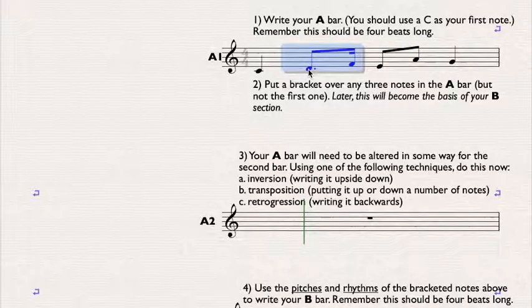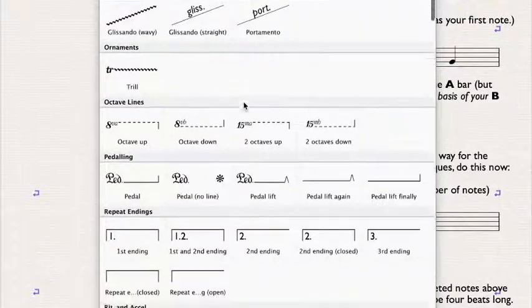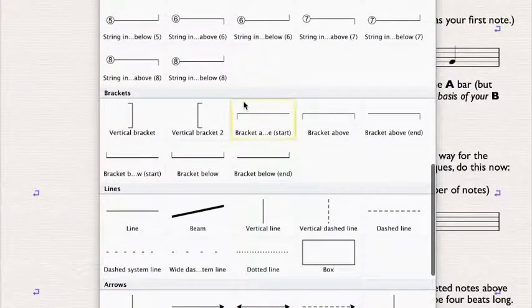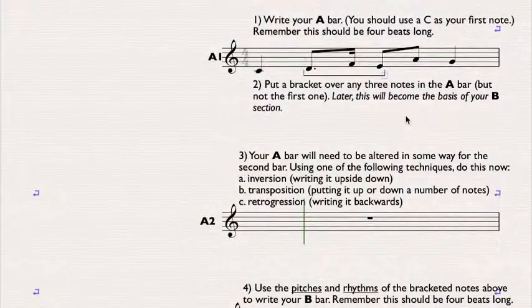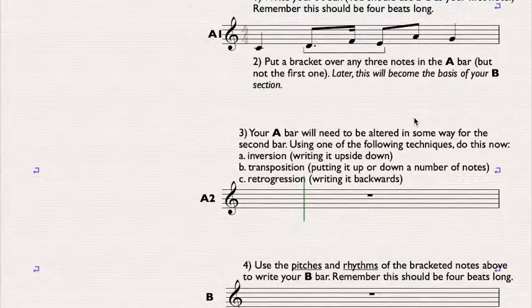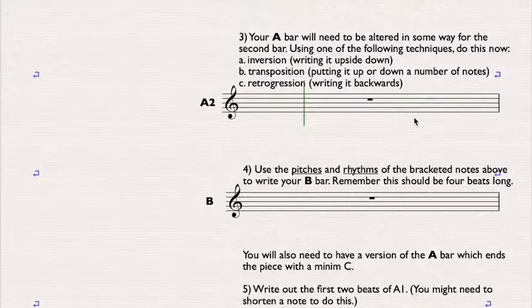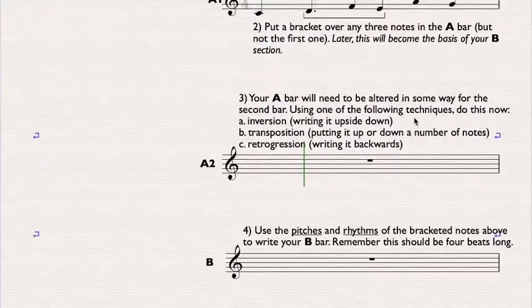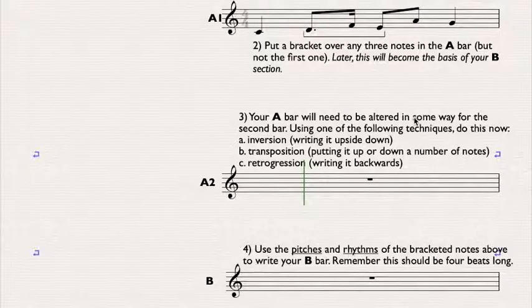So I'm just going to digitally put a bracket underneath them, like that. And that will remind us later which ones we picked. Now, we need to alter the A bar in some way, because we can't just repeat it. That wouldn't be an interesting melody.